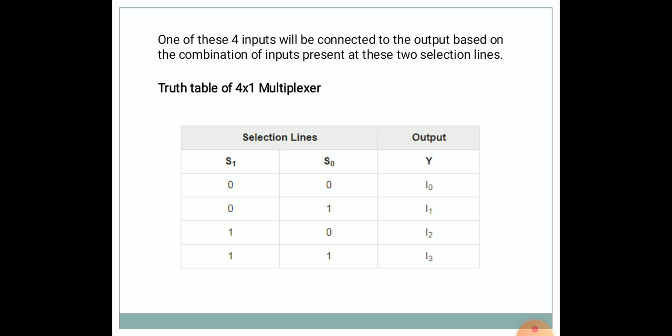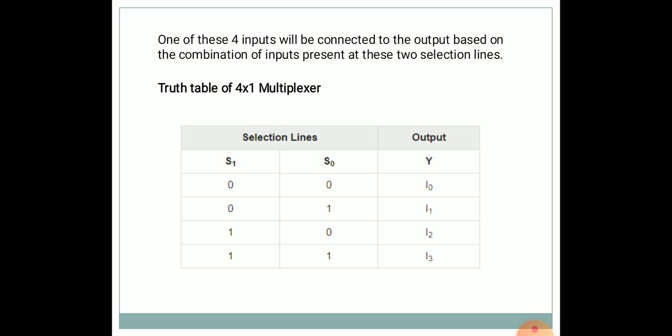So this is the truth table of a 4 into 1 multiplexer. That means it has 4 input lines and 2 selection lines, and based upon the values of the selection lines, the input will be routed to Y. In any case, the output will be a single value, and the output will depend upon the values of the selection lines.